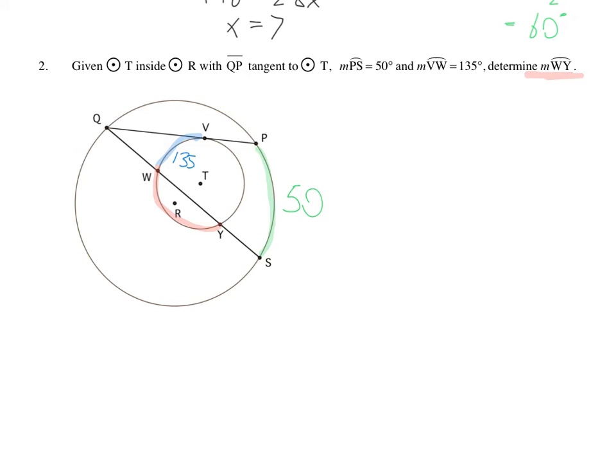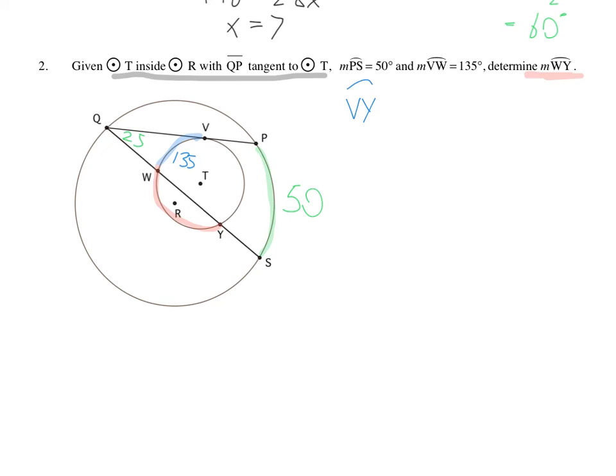We do know that, don't want to miss this detail, we have tangency. T is inside circle R, with QP tangent to circle T. So just finishing this up, we're going to be able to know that if we take the inscribed angle PQS, okay, so this angle and this arc, this is the inscribed, this is going to be half of this arc. So then we know this measure. So then all that we have to do for finding YW is solve for VY.